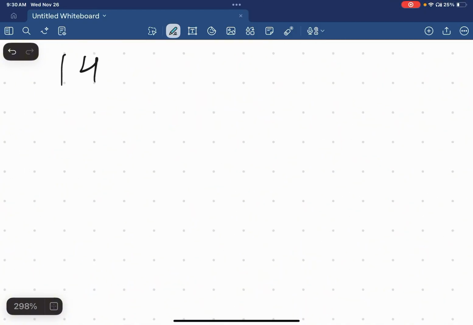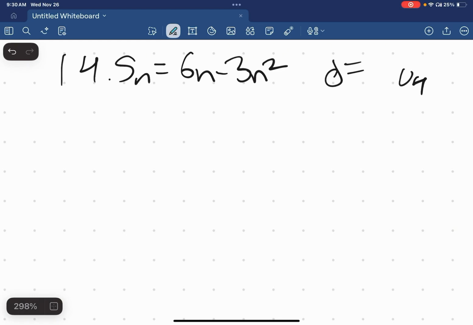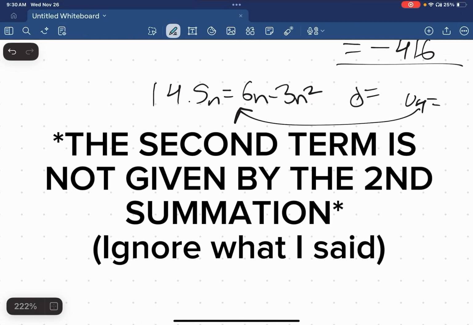14, we're given that the sum of the arithmetic series is given by Sn is equal to 6n minus 3n squared. We're told to find the common difference and the first 4 terms of the series. From here, it's actually easy to find the first 4 terms because given that it's a series, if we plug 1 into that, we'll get the first term. And if we plug 2 into it, we'll get the second term. So let's start with that.